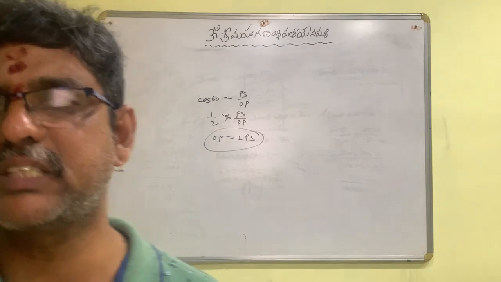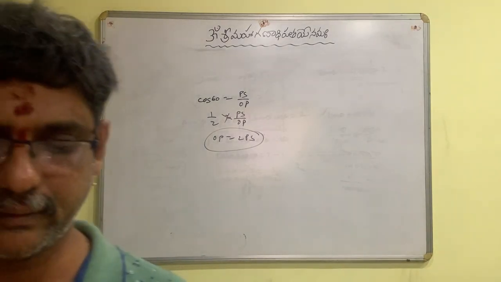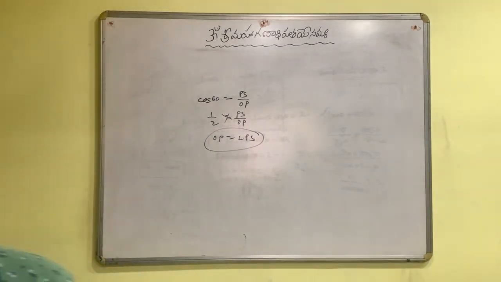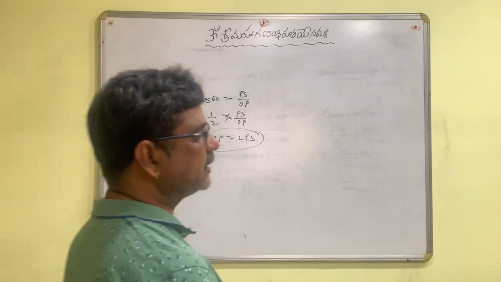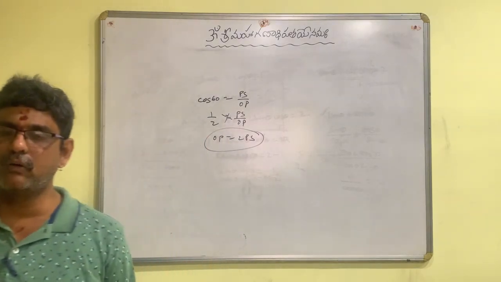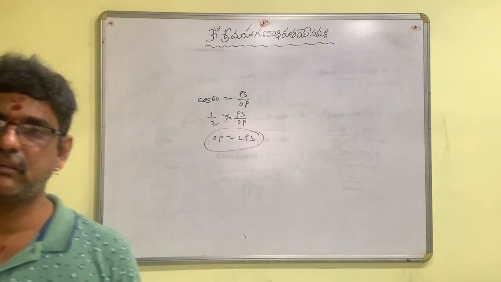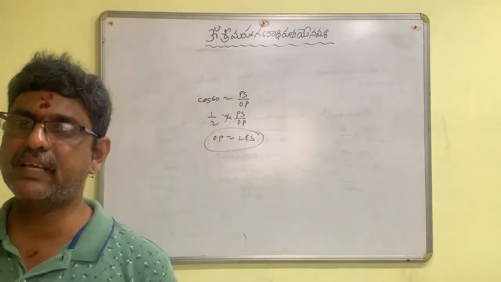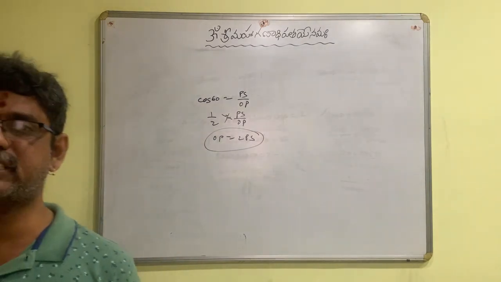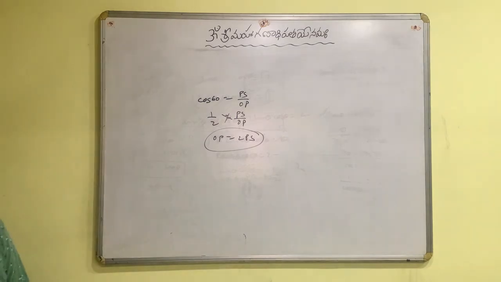Angle OPS is 60 degrees, that is what we have to understand, because PO is the bisector of the angle between the tangents. So that 120 degrees is divided into two equal parts, 60. So angle OPS is 60.